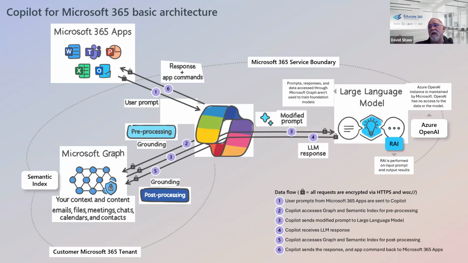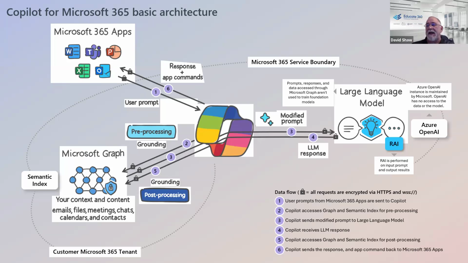Now, what it's doing is going through the large language model, or LLM, and it's getting that information and breaking it down, if you will, to something that can be understood. And through the modeling, it goes out and gets the data through Microsoft Graph. Down there in the bottom left corner, talking about Microsoft Graph. Now, this is your content. This is a connection to your content.